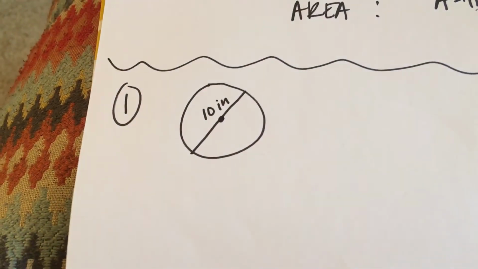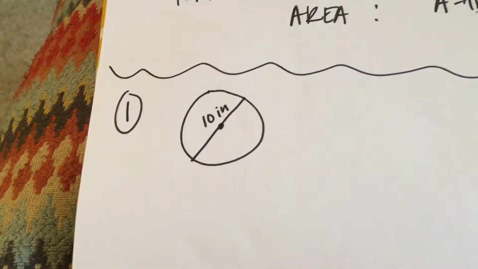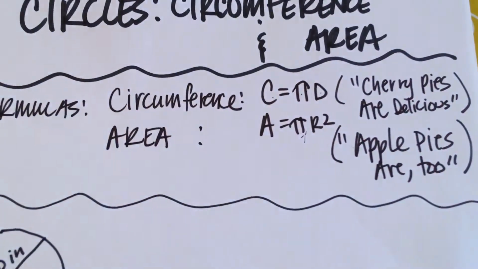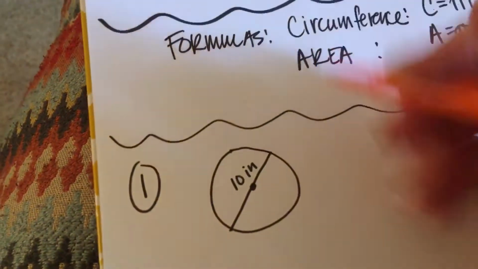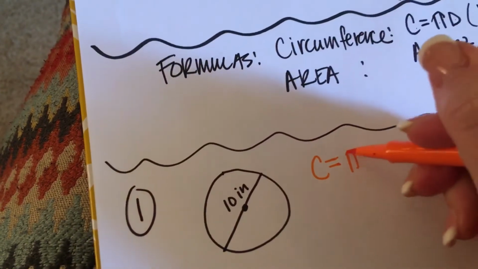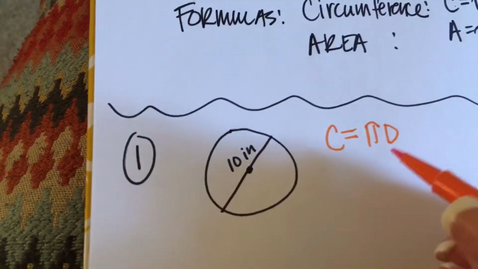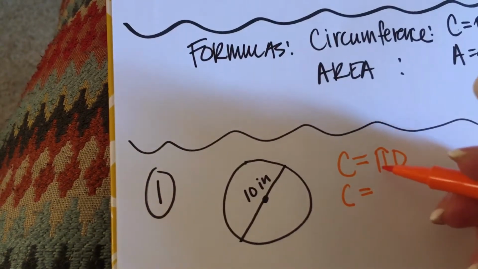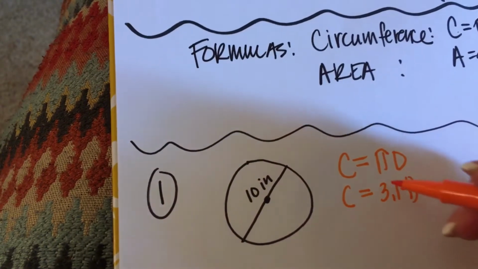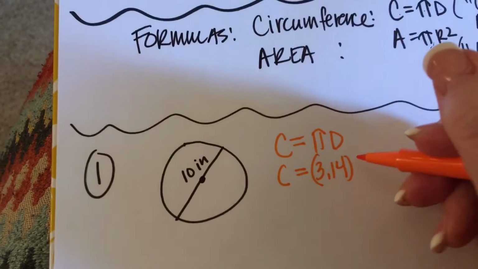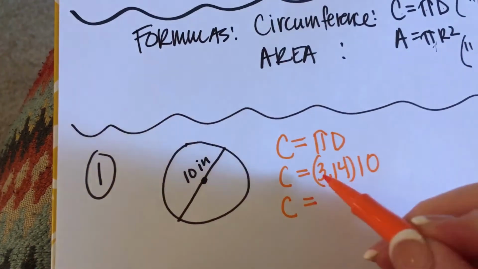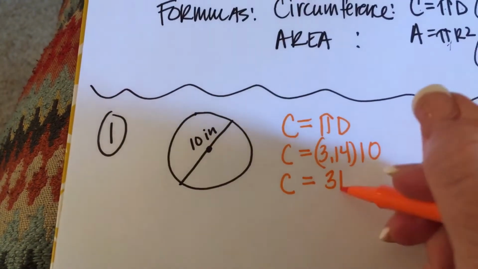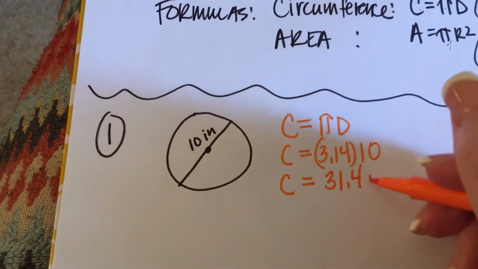Sample number 1. We're going to figure out the area and circumference of both of these. We'll start with circumference since it goes with our saying. It's just easier. Cherry pies are delicious. We're trying to find the circumference, so we don't have anything to put in for C. Since we're using calculators, pi is always going to be 3.14. And the diameter here is 10. So circumference equals 3.14 times 10, and we don't need a calculator for that. I mean, you could if you wanted to, but it's 31.4, and those are inches.